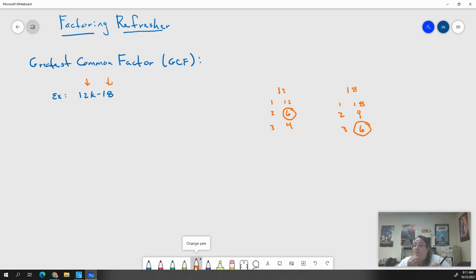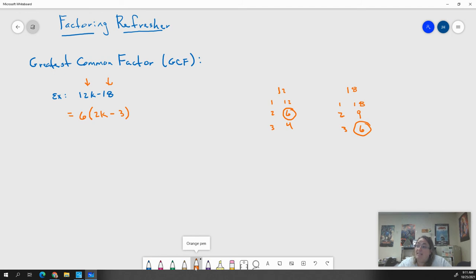More often than not, you're going to be able to do this in your head, right? So what I can pull out of each of these is 6. This one has a k, but this one doesn't, so I can't factor a k out. So all I can do is divide it by 6. And I look at this and I go, well, 12 divided by 6 is 2. So here I'm going to be left with 2k. Negative 18 divided by 6 is 3. And this is going to be my factored form of this.